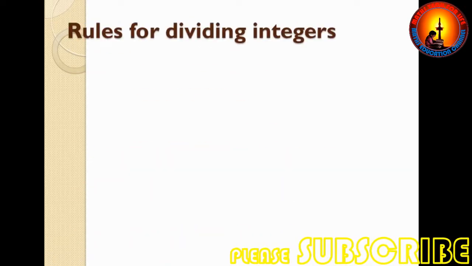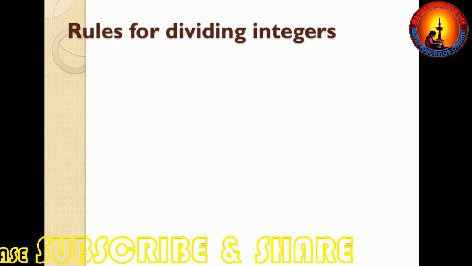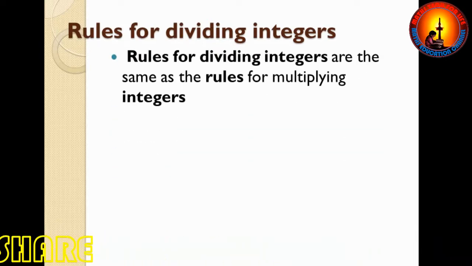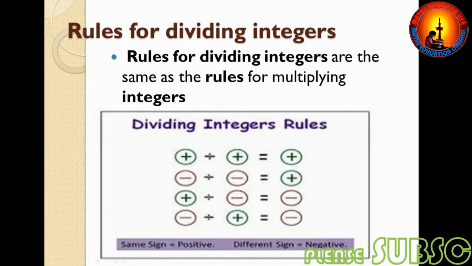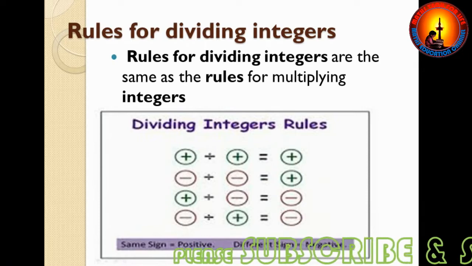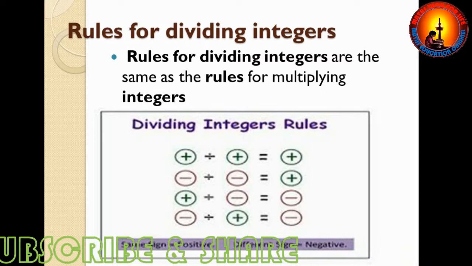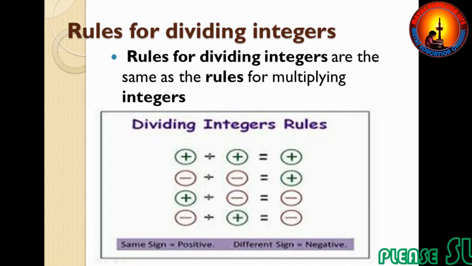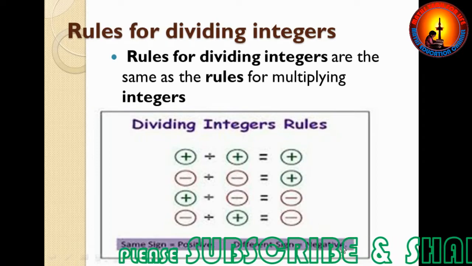Now we want to know what rules we have to keep in mind while dividing two integers. The rules for dividing integers are the same as the rules for multiplying integers. That is, if you divide two positive integers, the answer will be positive. Two negative integers also, the answer is positive. But with different signs, we will get a negative answer. You have to keep this in mind. Same sign, the answer is positive. Different sign, the answer is negative.